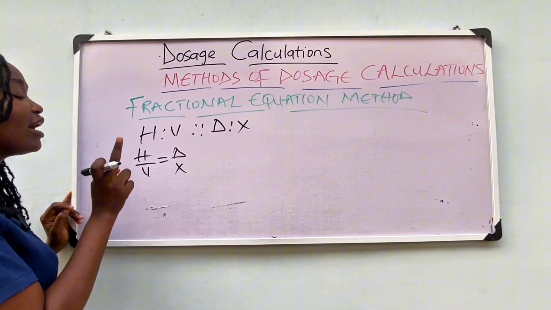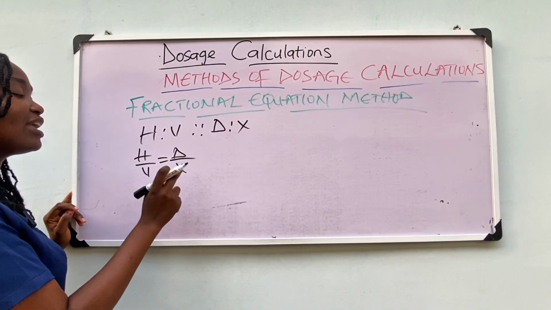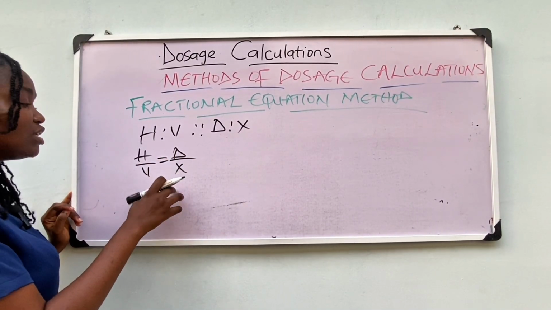Our H remains the drug we have, V remains our vehicle, D remains the drug desired, and finally X is what we are looking for, which is the amount.